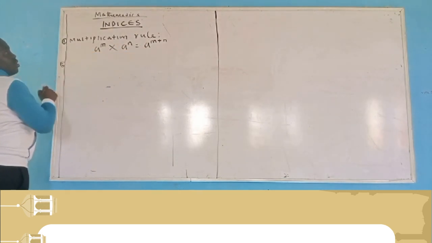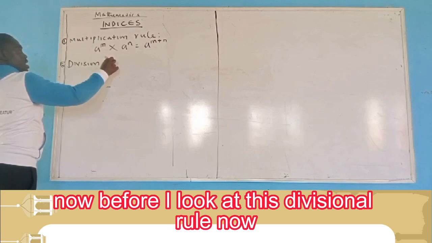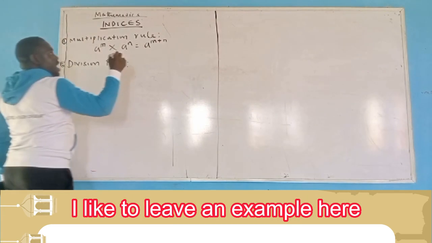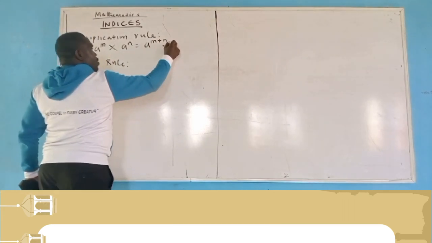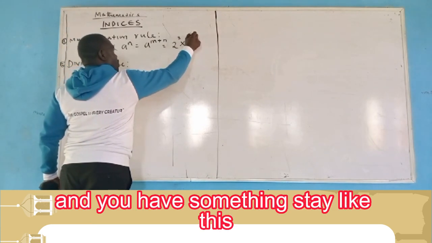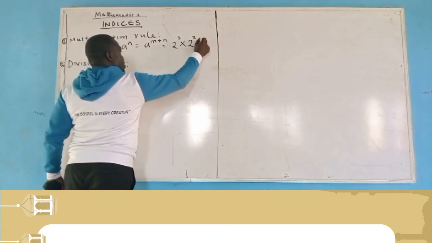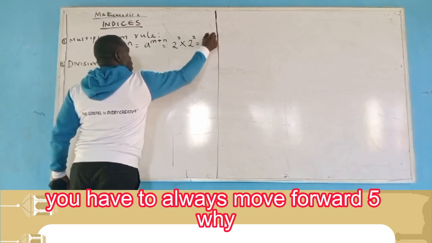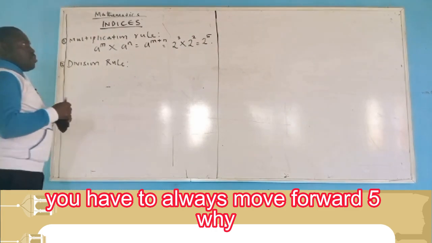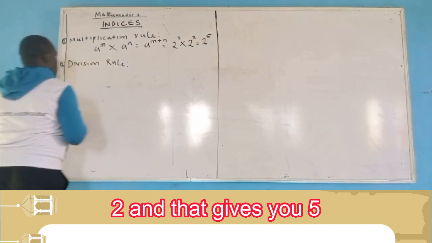Number two, we have what we call the division rule. Before I look at this division rule, I'd like to give an example here. For example, if you have something like this, and something like this, obviously the base is the same. You have 2 raised to power 5. Why? Because you are adding 3 plus 2, and that gives you 5.